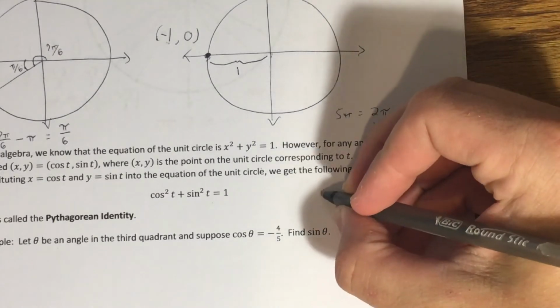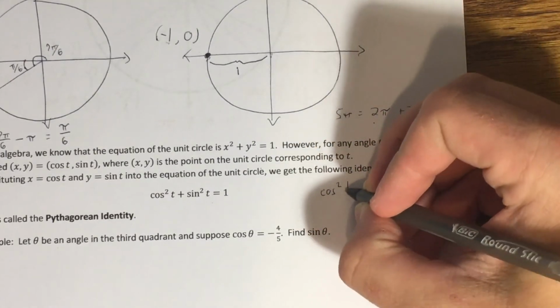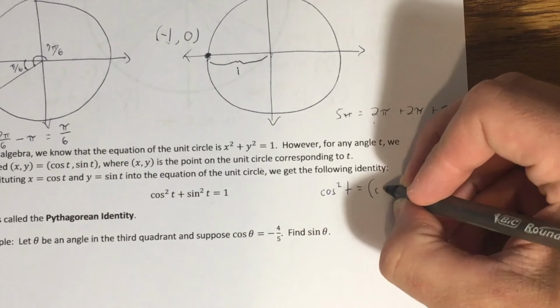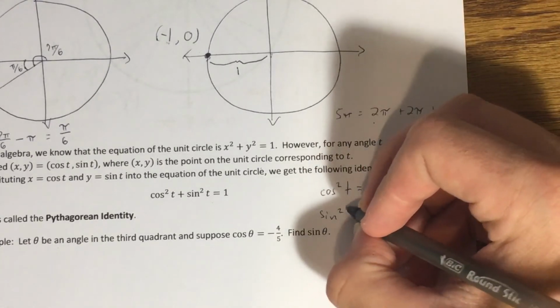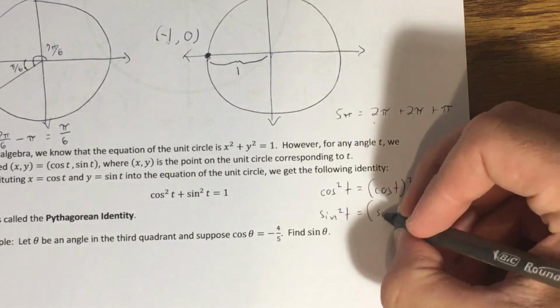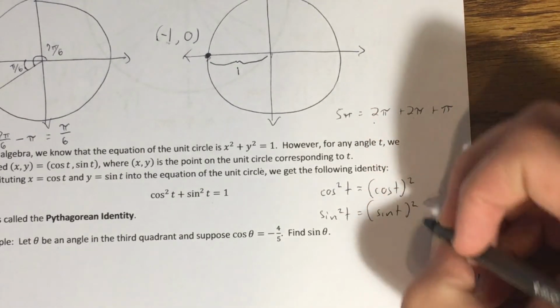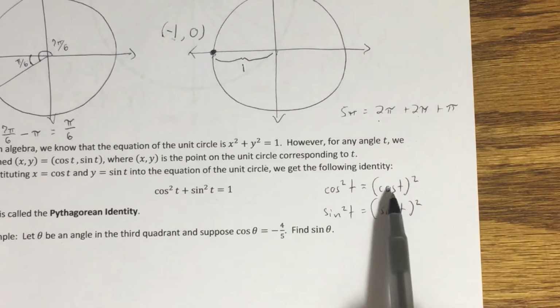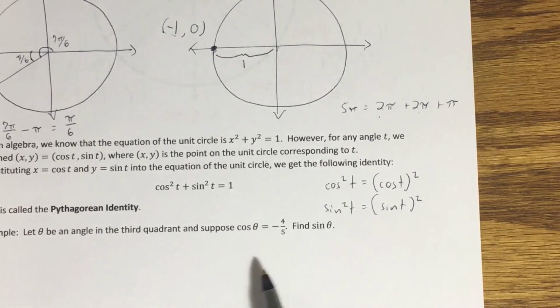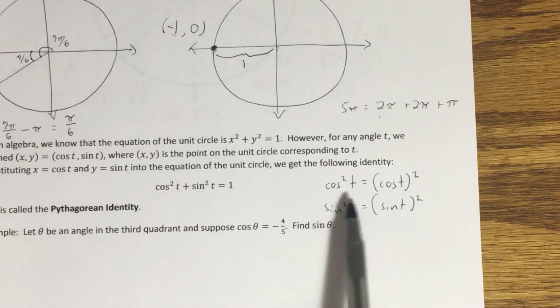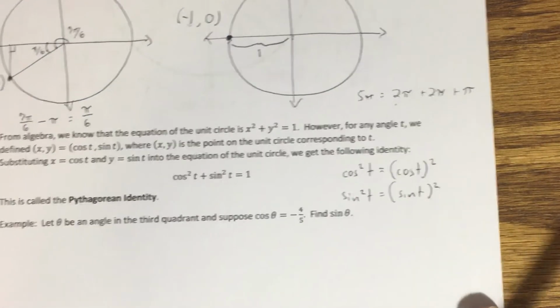Now, we haven't used this notation yet, so I want to mention something about this notation. When I say cosine squared of t, what I really mean is this: cosine of t, squared. And when I write sine squared of t, what I really mean is this: sine of t, squared. That notation means that we do the cosine or the sine first, and then we square the result of that. Squaring is the last thing that we do. The notation seems to indicate that that's in reverse order when it's not.